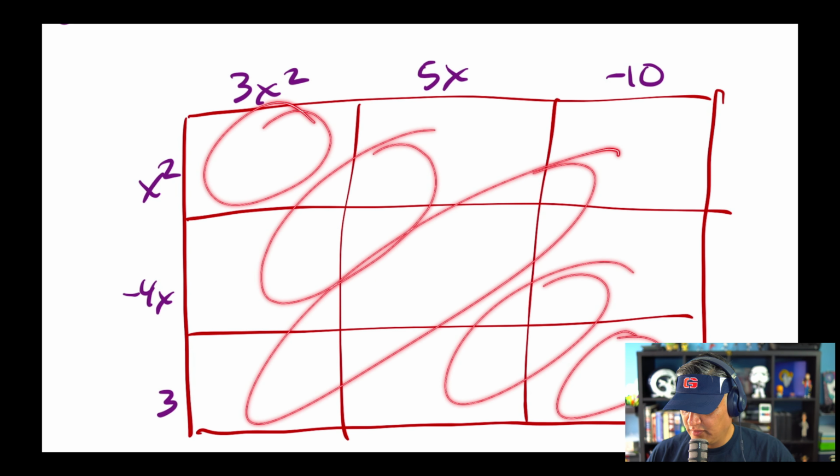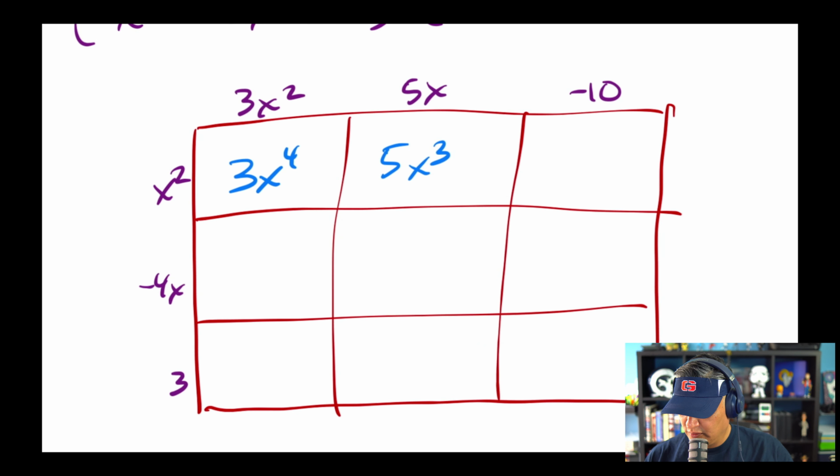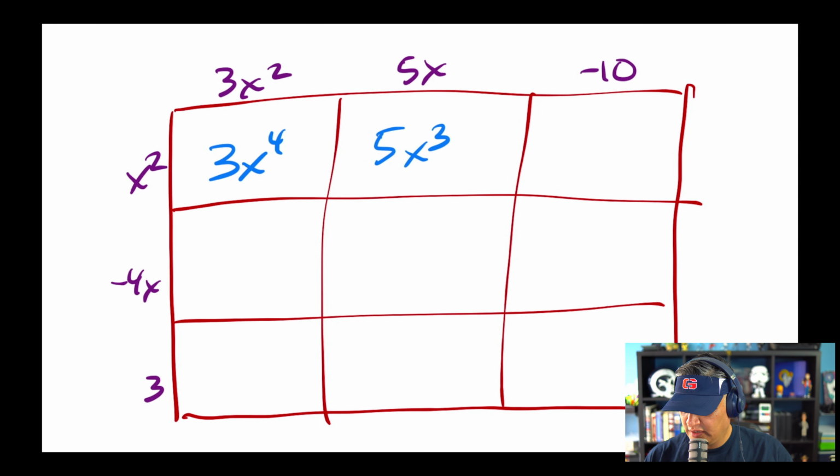So let's do this. So x squared times 3x squared, right? So multiply the coefficients. 3 times 1 is 3. X squared times x squared is x to the 4th. Remember, when you multiply variables, you add their exponents. All right, let's go to the next one. X squared times 5x. So this becomes 5. And then x squared times x is x to the 3rd power. All right, next, x squared times negative 10. That's easy. Negative 10x squared.